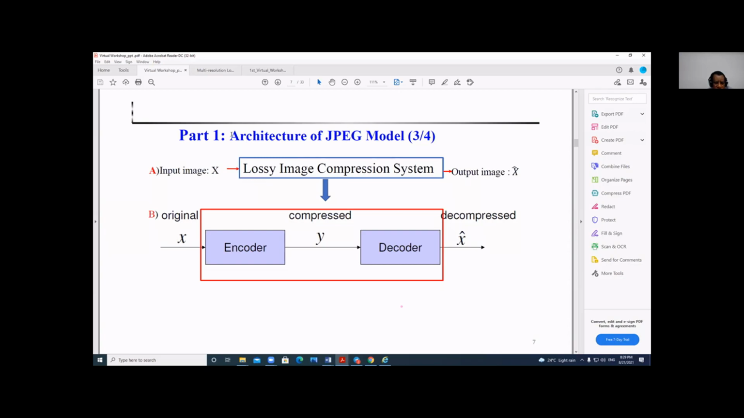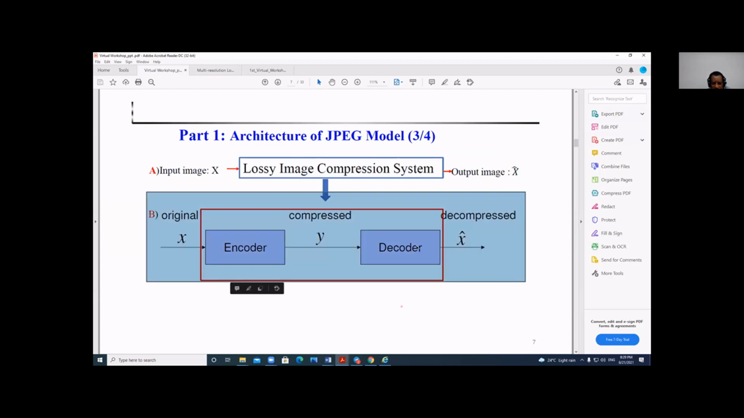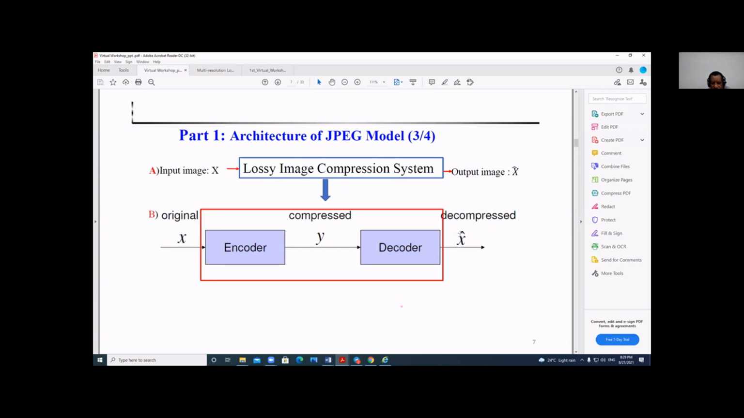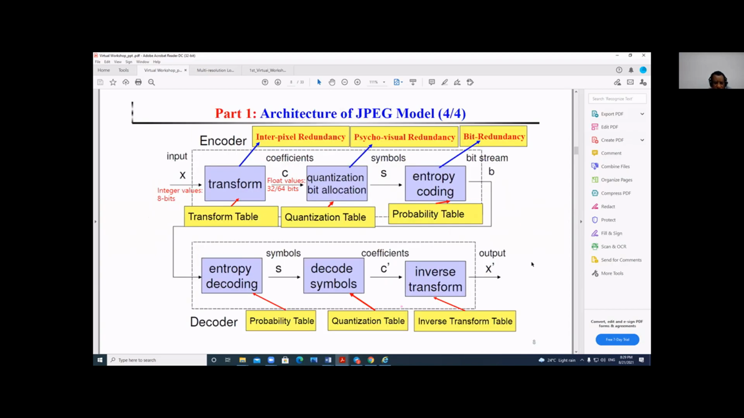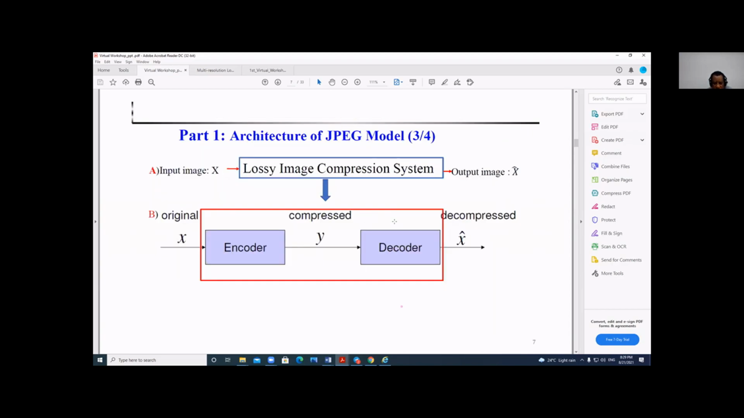So this is a general architecture. You will have an input image and you will have an output image. This is the higher level. If you go down, I can decompose it into an encoder and a decoder. This is the original image. The output is X hat, because it is different from the original, as it is lossy. This is the intermediate representation, or the compressed value. And this is more detail if we decompose the encoder and decoder.